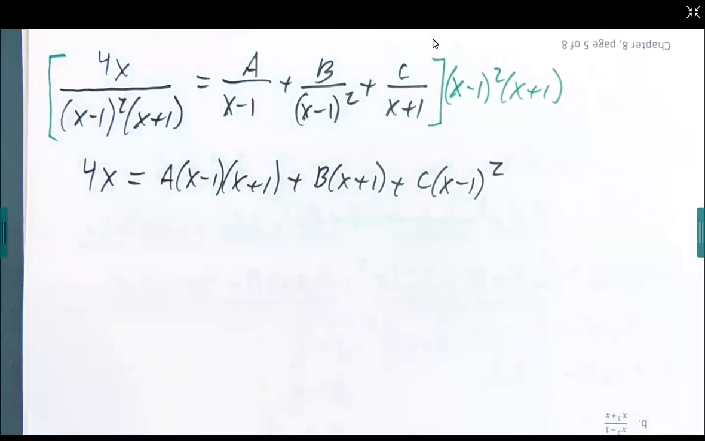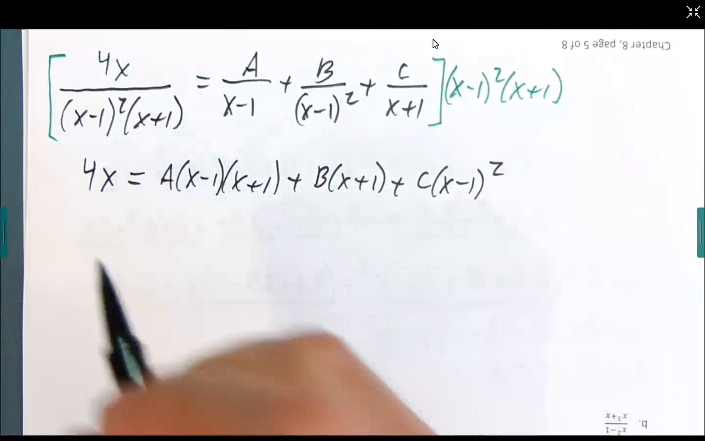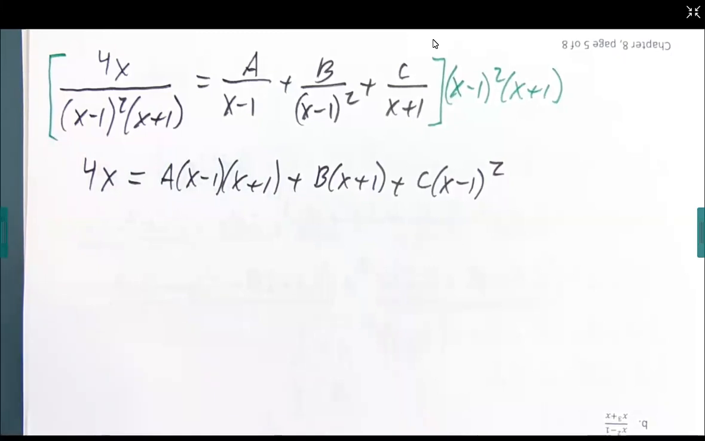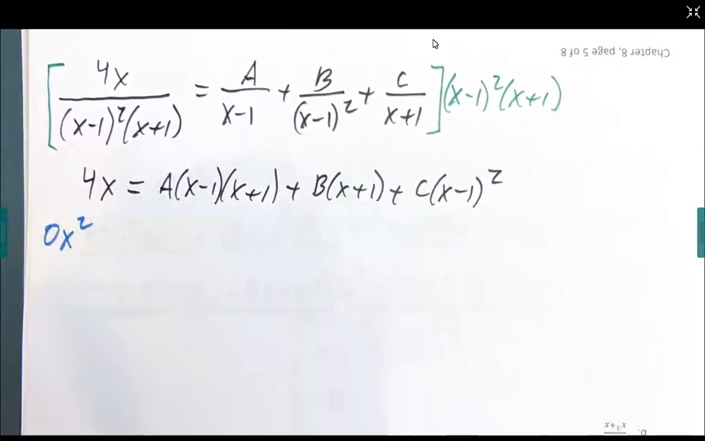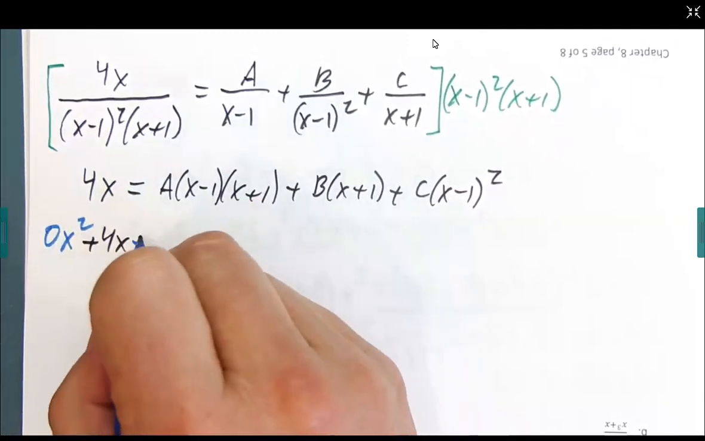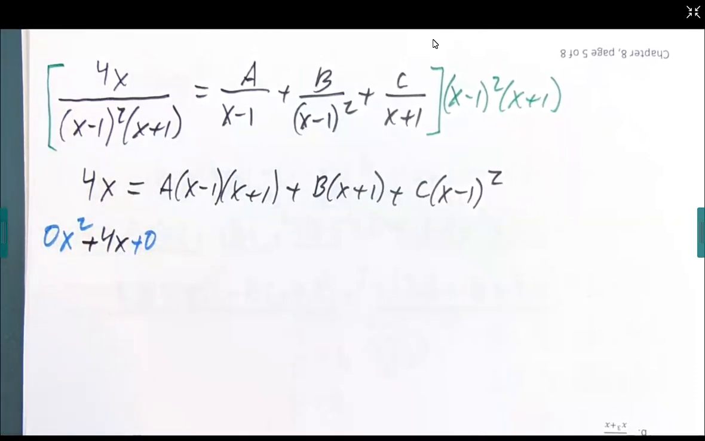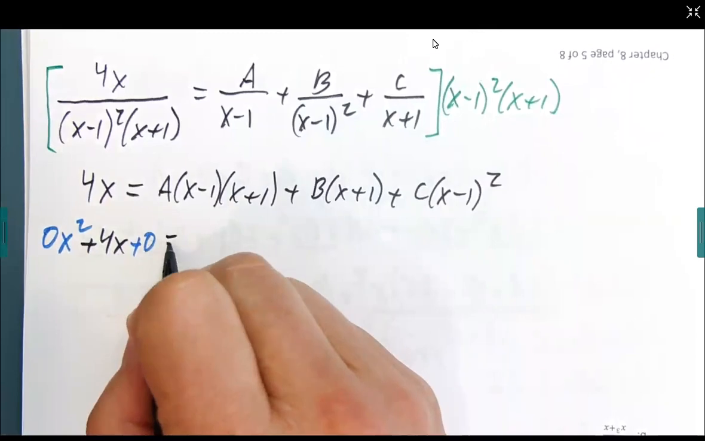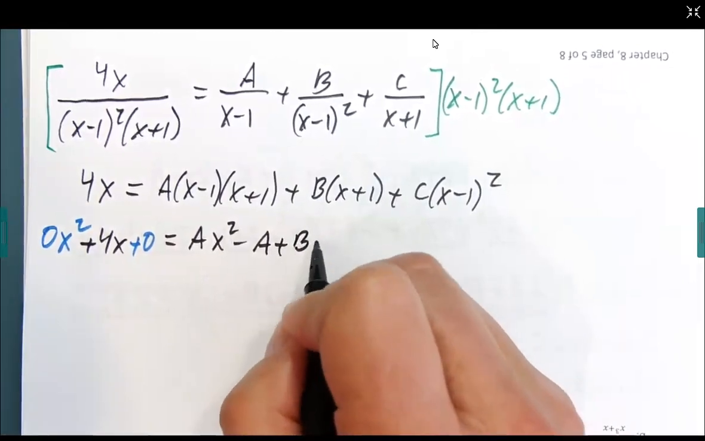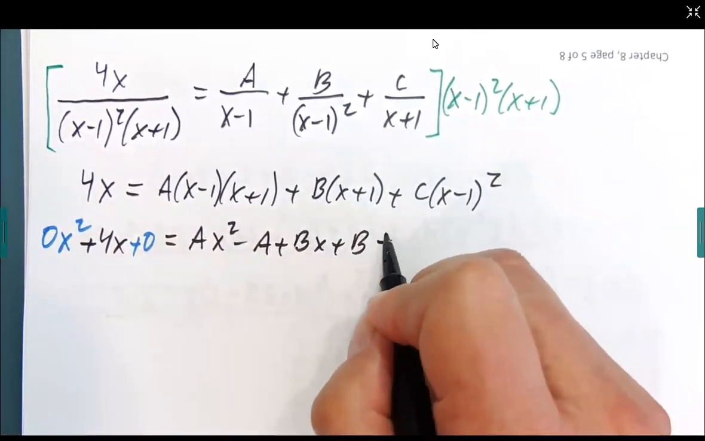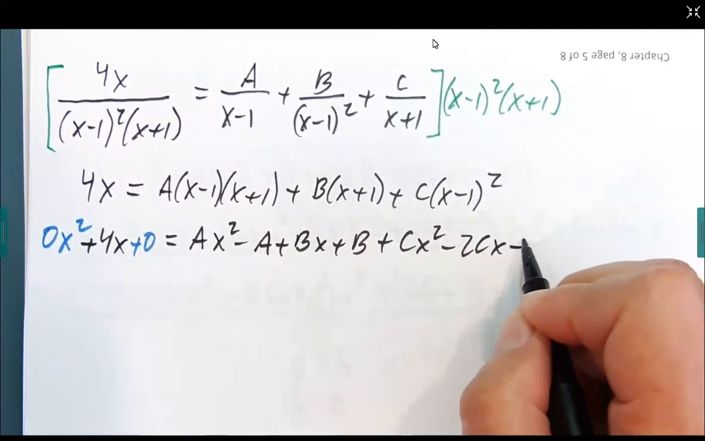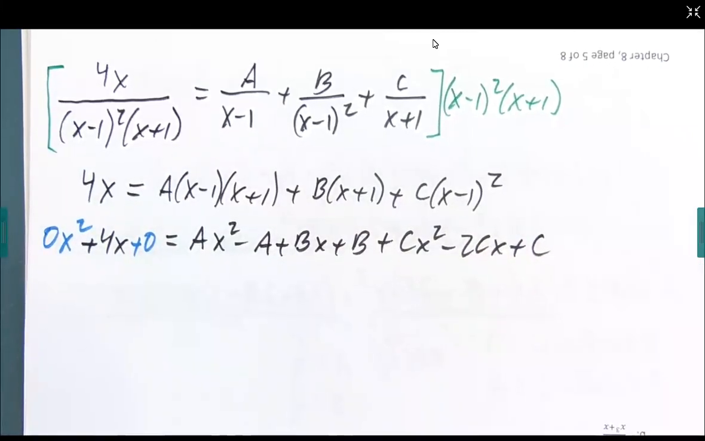So now we're going to FOIL and distribute. And by the way, I want to rewrite this 4x like this: 0x squared plus 4x plus 0. And that will matter here in just a moment. So let's FOIL it all together. This becomes ax squared minus a plus bx plus b plus cx squared minus 2cx plus c.